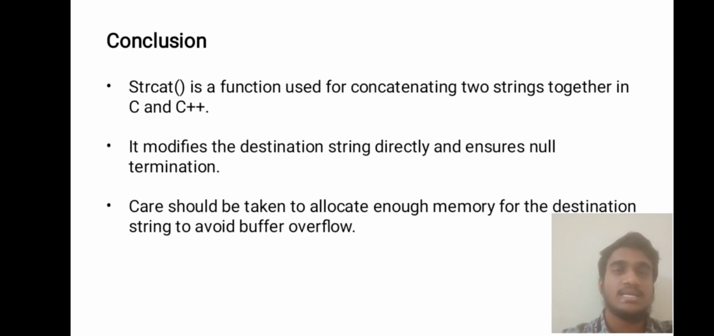Conclusion. strcat is a function used for concatenating two strings together in C and C++. It modifies the destination string directly and ensures null termination. Care should be taken to allocate enough memory for the destination string to avoid buffer overflows.